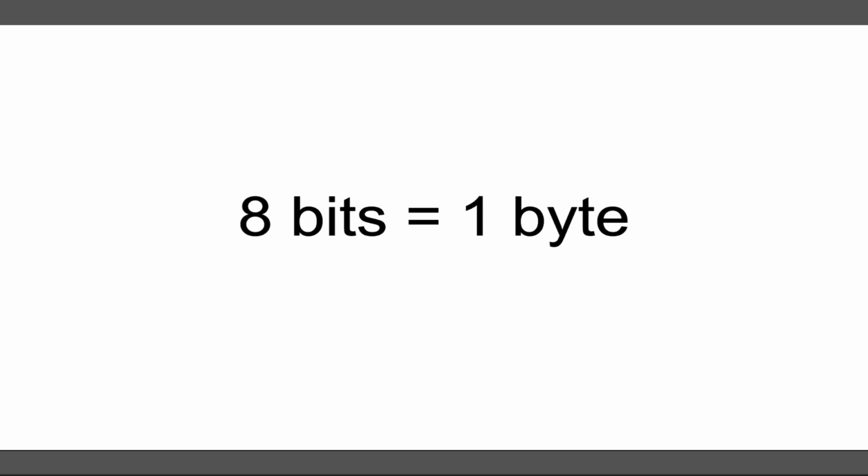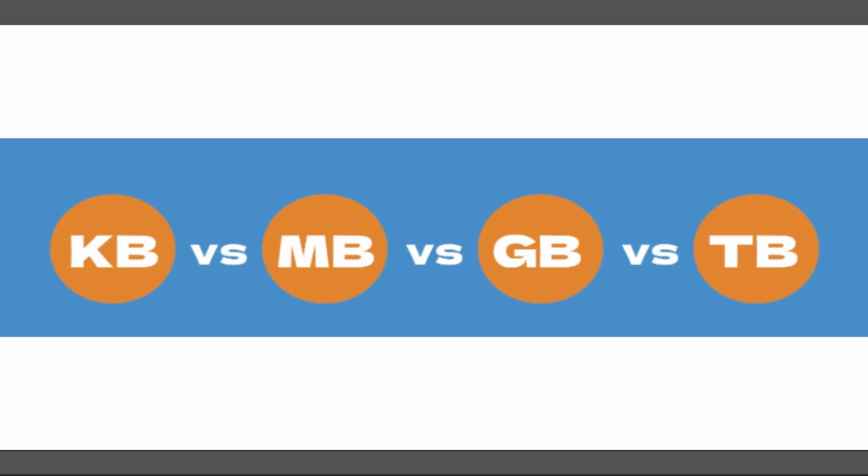And since these single bytes are very small, data is usually measured in much larger prefixes. And these look like kilobytes, megabytes, gigabytes, and terabytes. Now, a kilobyte is 1,000 bytes. A megabyte is a million bytes, a gigabyte is a billion bytes, and a terabyte is a trillion bytes. So these prefixes are used since single bytes and bits are way too small to measure data. So they came up with these words to represent the data.